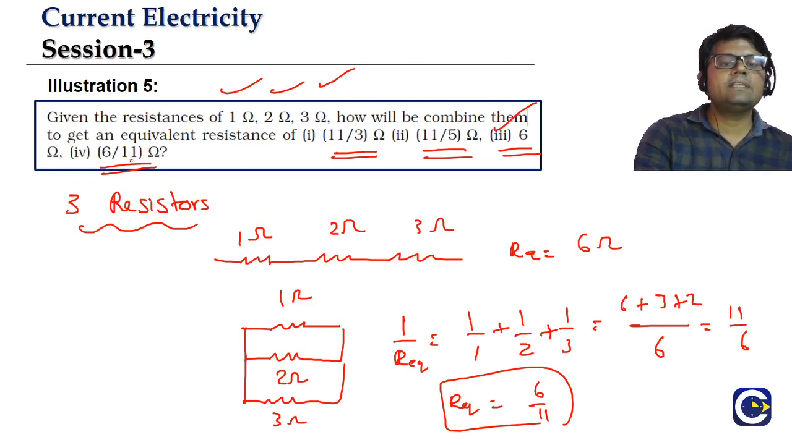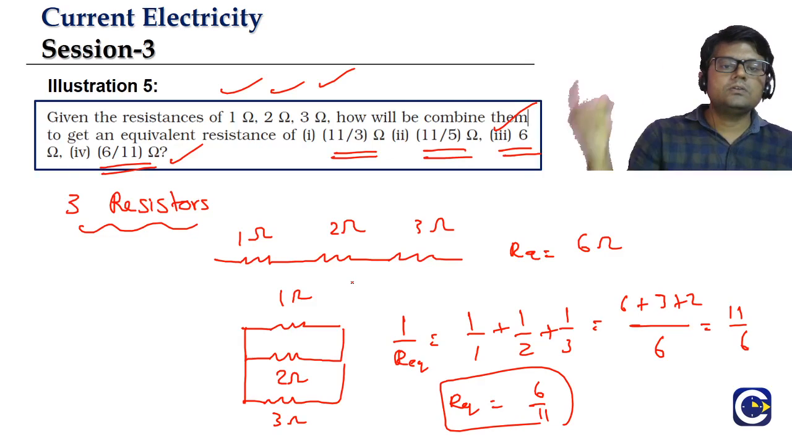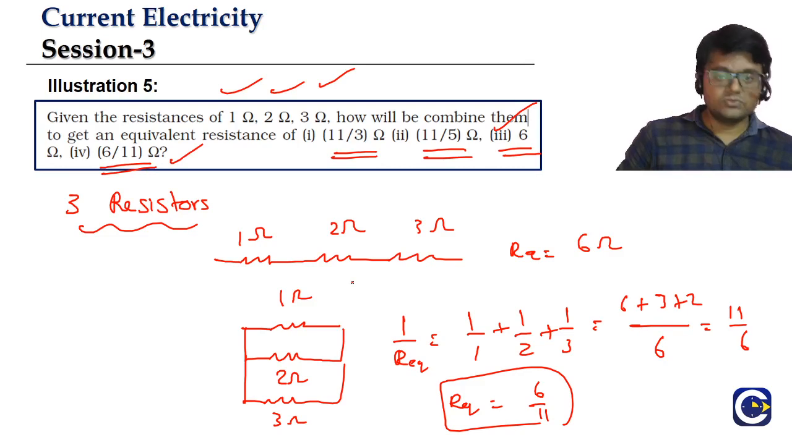Check it. Do we have this as a requirement? Yes. So 3 we got, 4 we got. So series means you will get 6. Parallel means you will get 6 by 11. So both are done. Third and fourth are done.